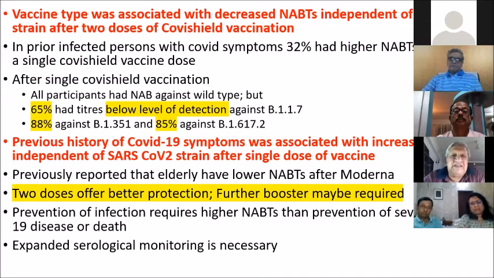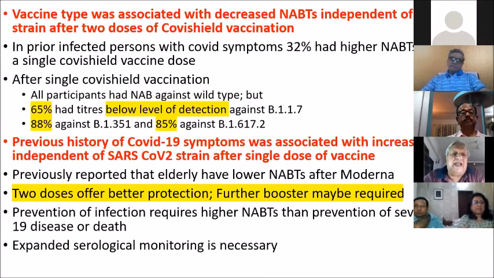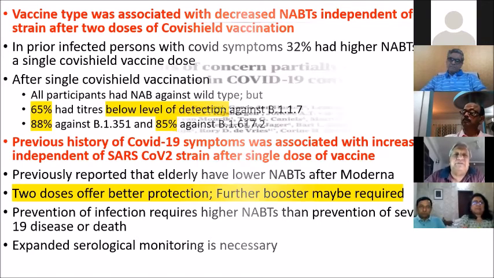Previous history of COVID-19 symptoms was associated with increased neutralizing antibodies independent of SARS-CoV-2 strain after a single dose of vaccine. Previously, they had already reported that elderly persons produce less antibodies, and they indicate that 2 doses offer better protection. Further booster may be required, and I think the CEO of Pfizer is indicating that a booster may be required after 1 year. Prevention of infection requires higher neutralizing antibodies than prevention of severe COVID-19 disease or death. And it was also seen in the recent outbreak, second wave, that persons who were vaccinated did not normally die, except if they did not produce neutralizing antibodies.